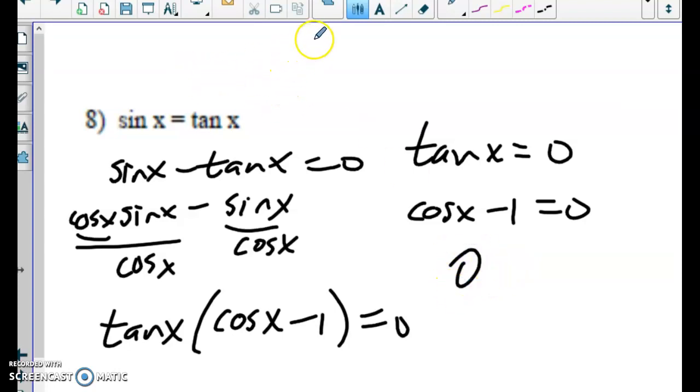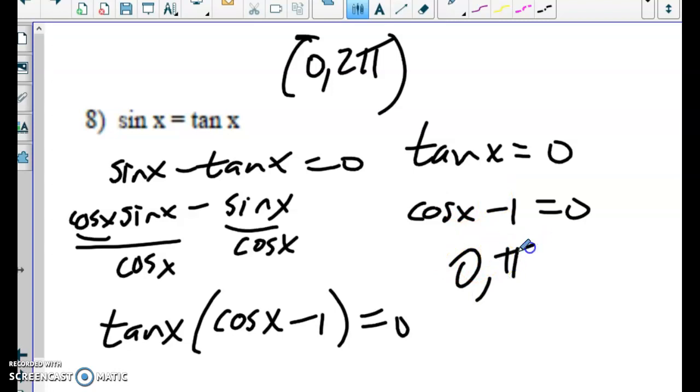and notice that it doesn't give me a 0 to 2 pi here. You know, if it was a 0 to pi, there'd be 1, but I'm going to go with 0 and pi because it doesn't really tell me which one's inclusive, either the 0 or the 2 pi, where the tangent's equal to 0. And the cosine is equal to 1.